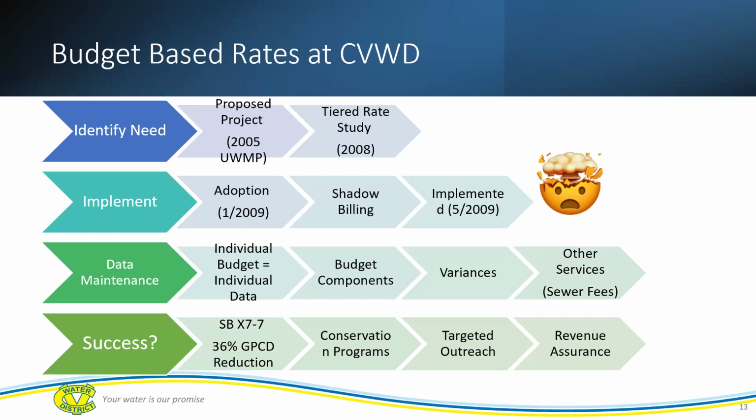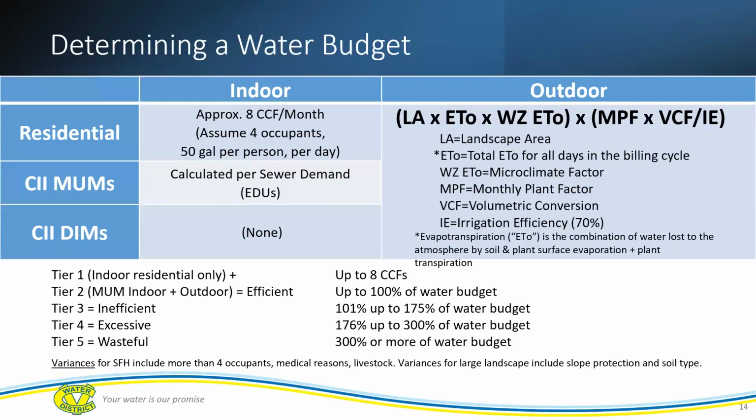Lastly, it's helped us in some aspects of revenue assurance. Having that data where we can compare consumption versus meter size or landscape area, we can sometimes use that to help us identify failing meters. It also helps us with finding inaccurate budgets. So that's just a broad overview of budgets here. Next slide is going to go over the nuts and bolts of the water budget.